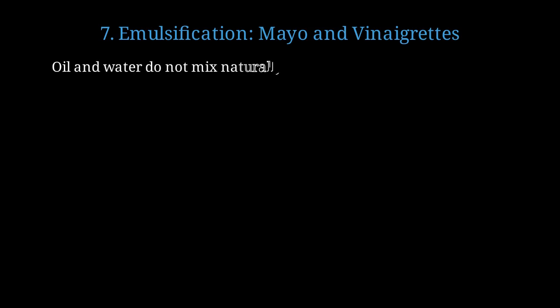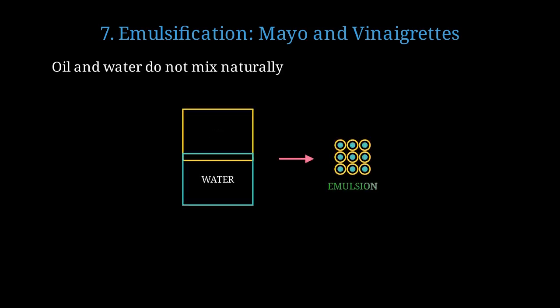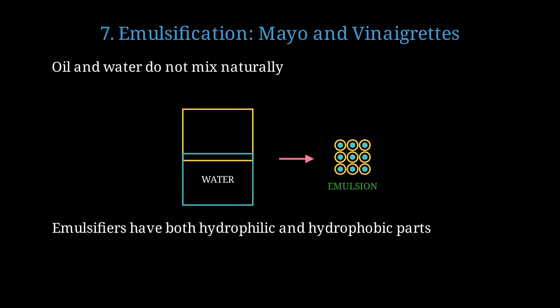Everyone knows oil and water don't mix. They separate into layers because of their different molecular properties. But with an emulsifier like egg yolk, we can trap tiny oil droplets in water, creating a stable emulsion. Emulsifiers are special molecules with both water-loving and oil-loving parts, acting like molecular diplomats.